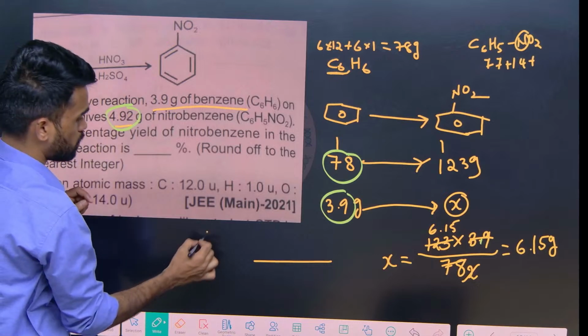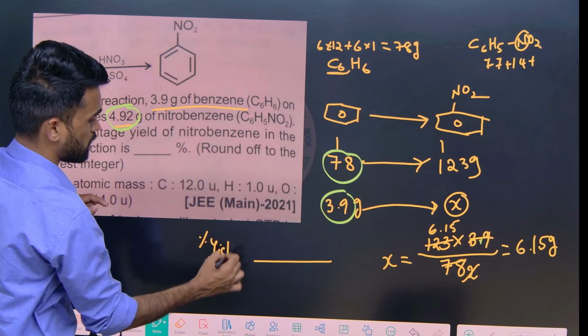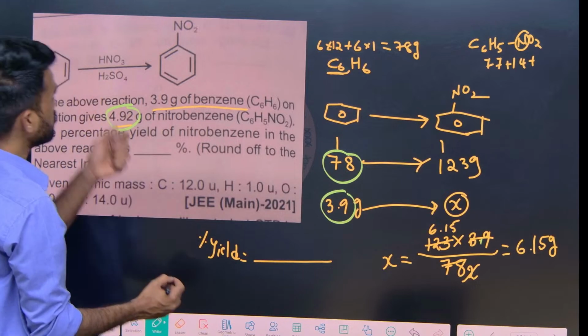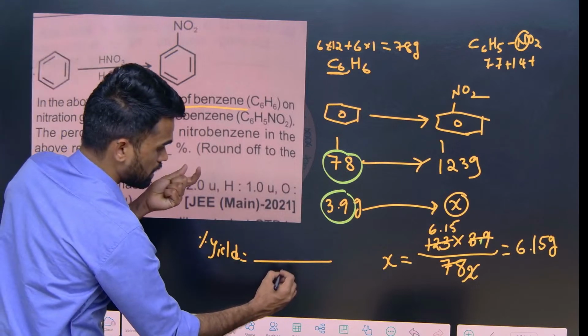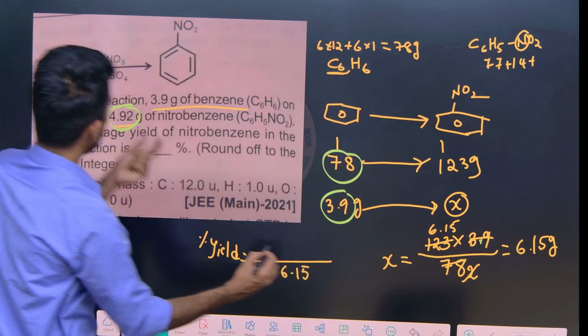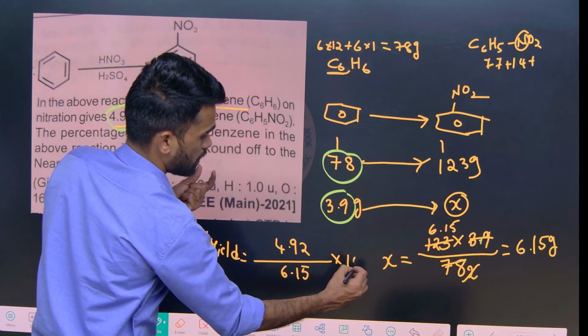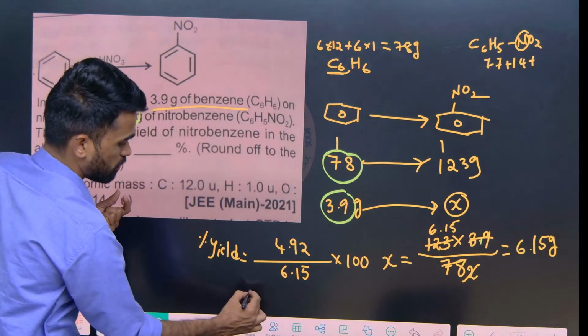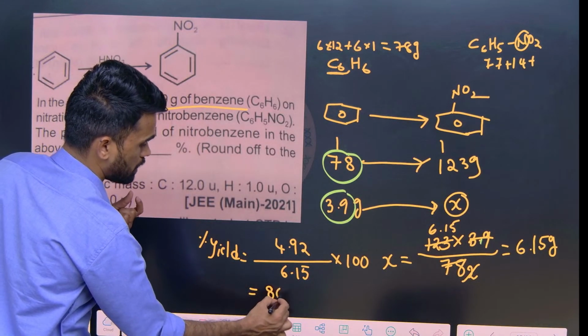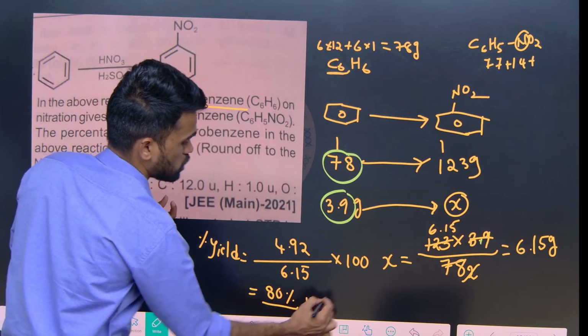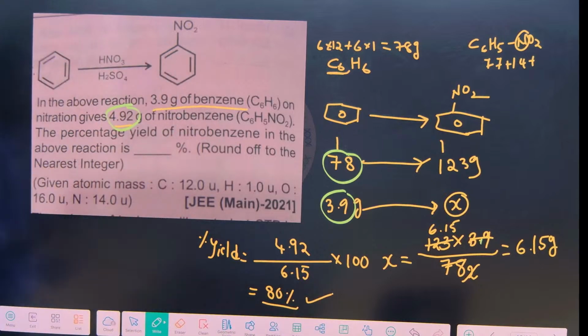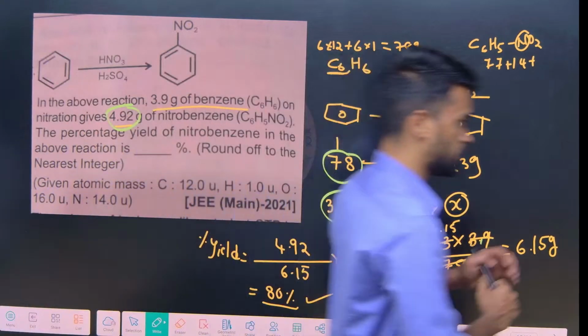Now they are asking about percentage yield. So percentage yield means experimental yield over theoretical yield, with the theoretical yield, the bigger value, in the denominator. So 4.92 over 6.15, into 100. Upon simplifying this you are going to get around 80%. So this is the percentage yield of this reaction. Right, let's move forward with one more question.